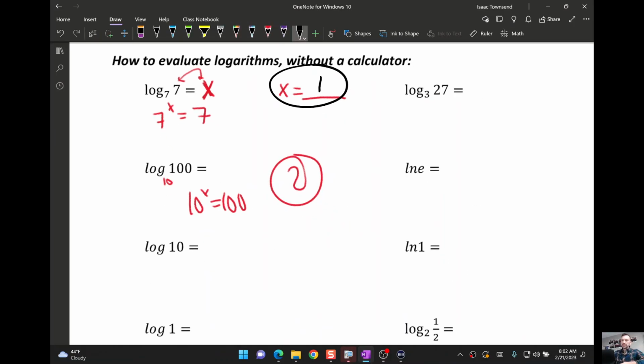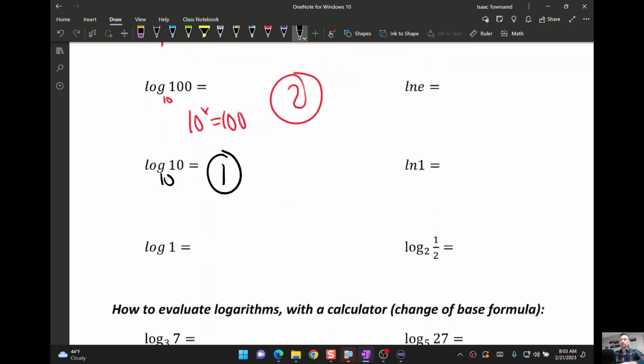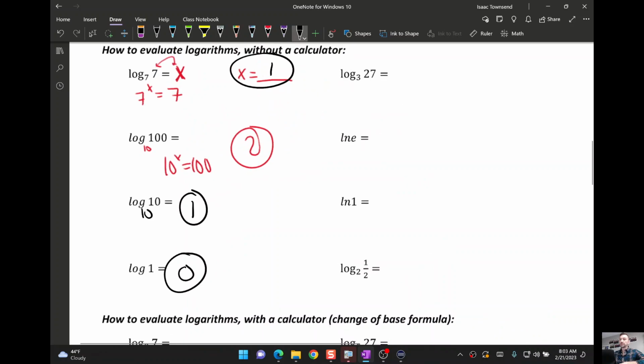Okay, what is the base on this one? This is saying 10 to what power gives you 10, so the answer would be 1, and that's all there is to it. 10 to what power gives you 1? 0. Anything to the 0 power gives you 1.